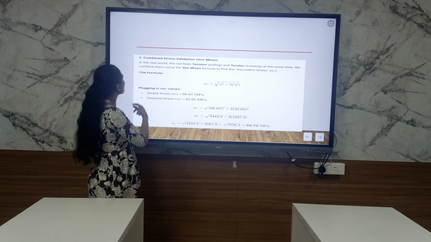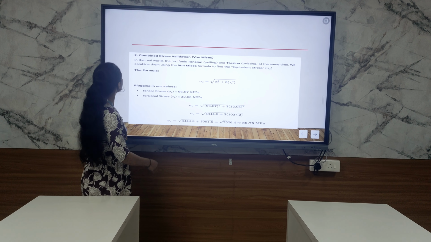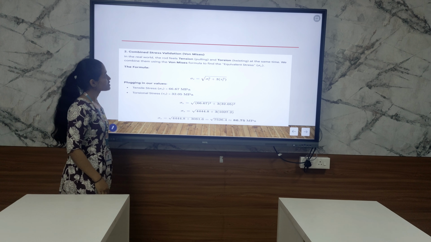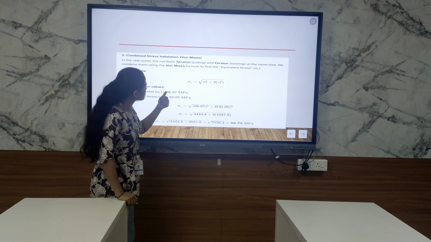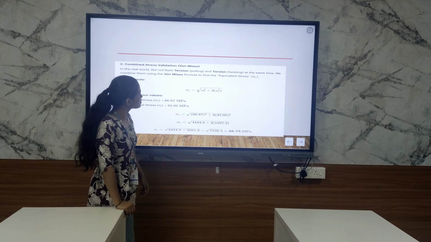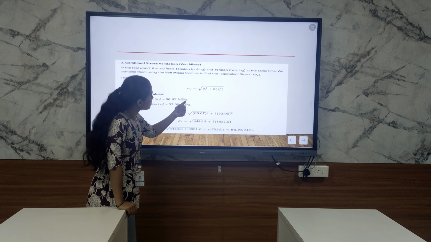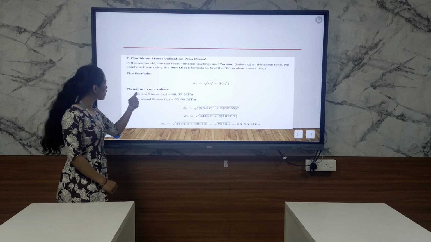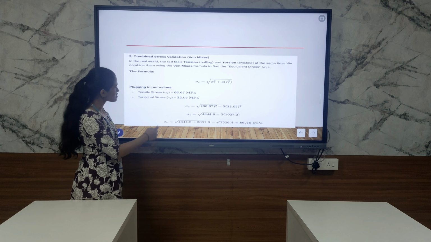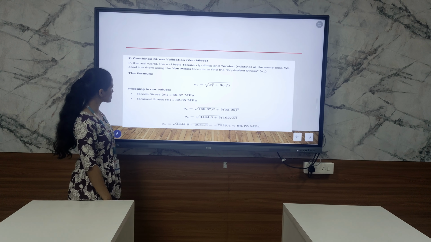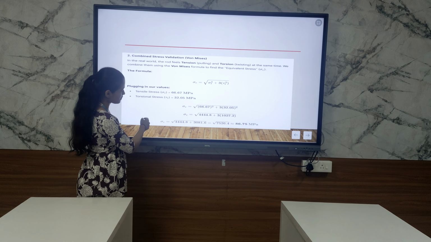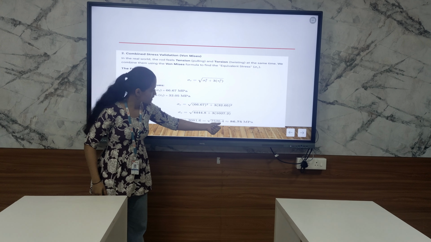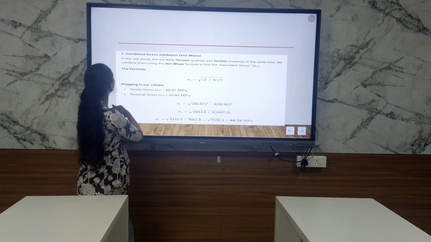Combined stress and validation. In the real world, the rod feels tension and torsion at the same time. The formula: sigma = square root of (sigma_t² + 3 tau_t²). Plugging in our values, tensile stress 66.67 megapascal and torsion stress 32.5 megapascal, and the total value is 86.75 megapascal.